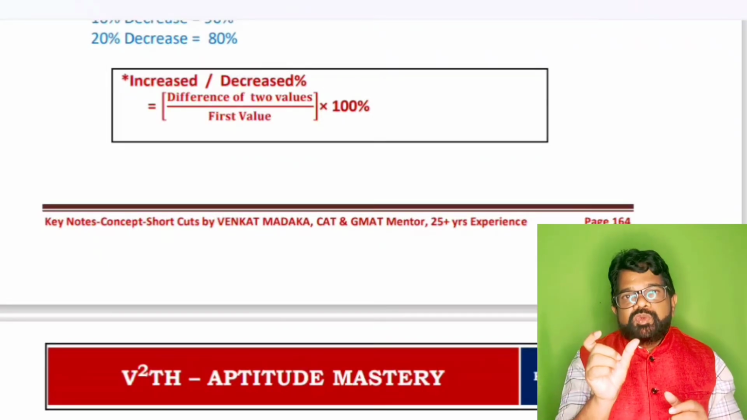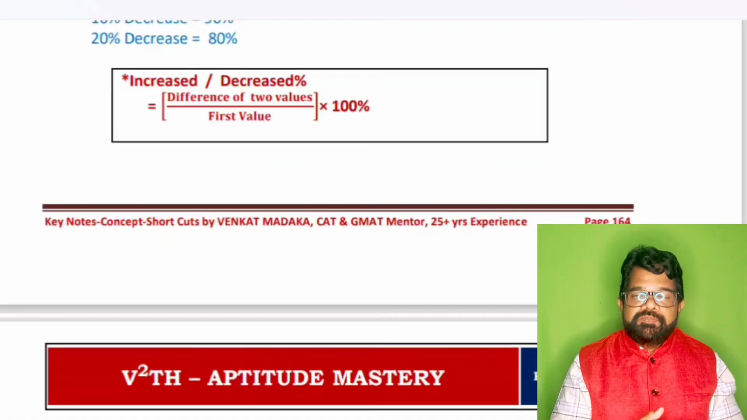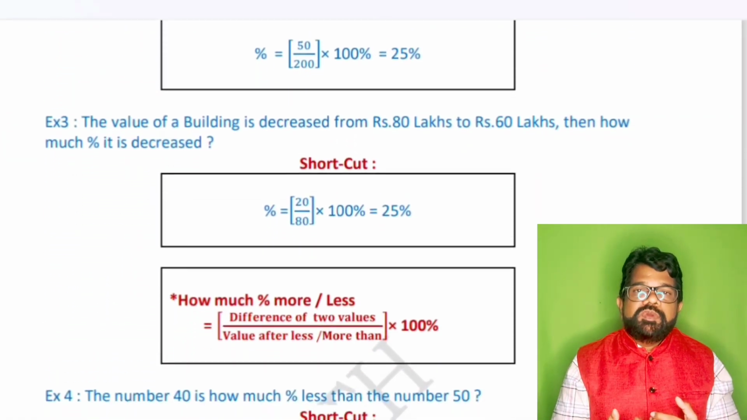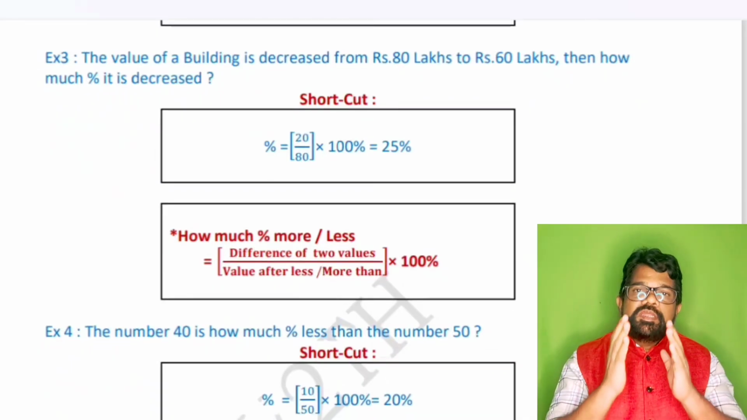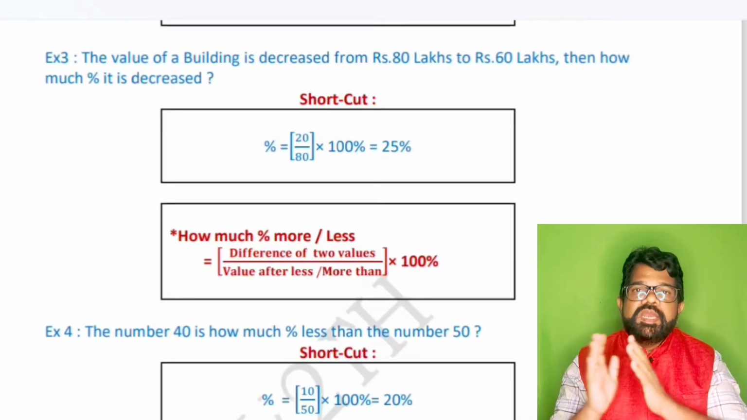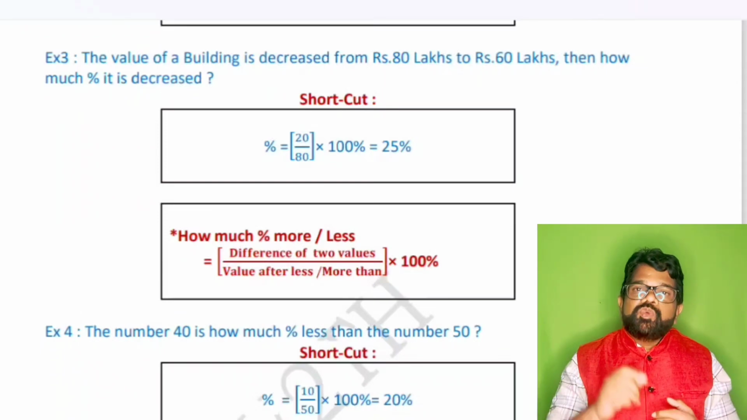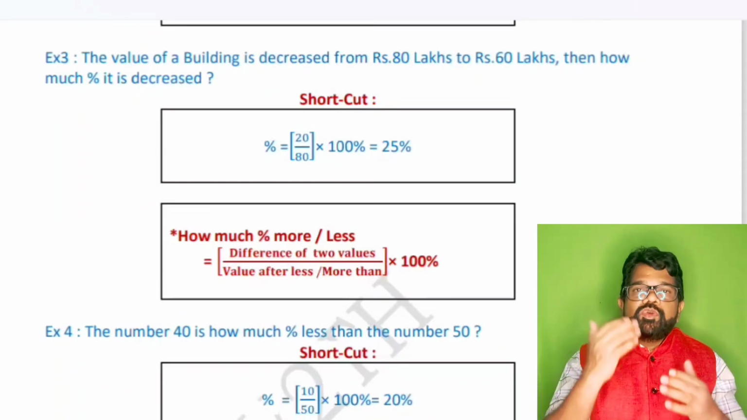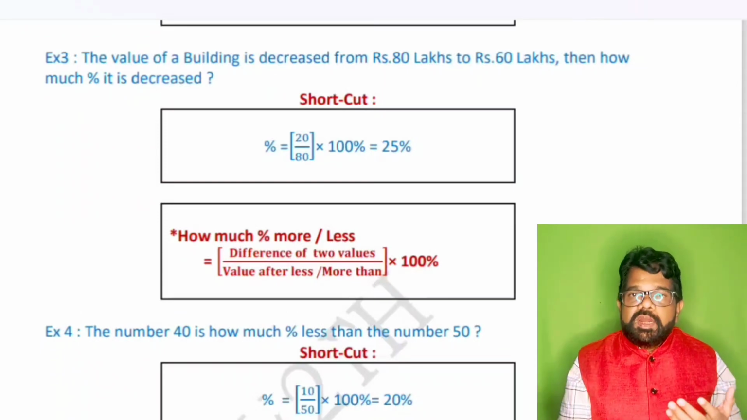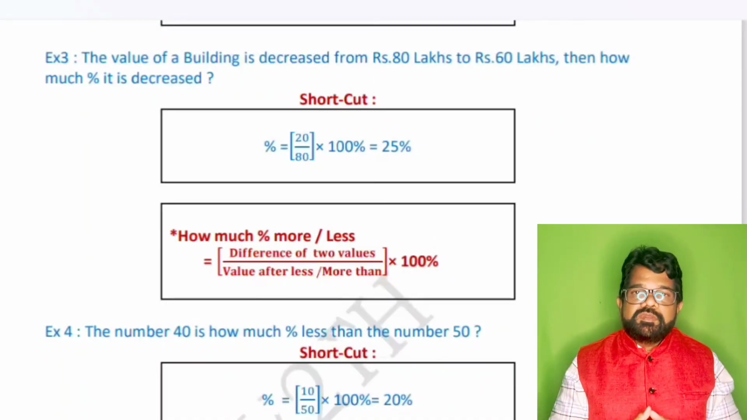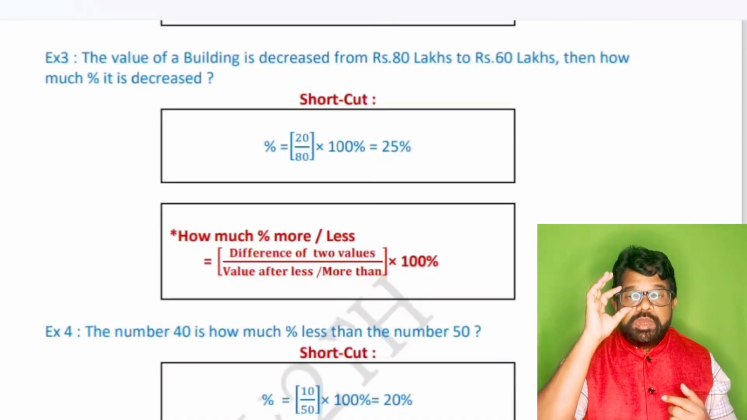What is the difference of these two values, 80 and 60? 20. In the numerator, you take 20 divided by the first value. What is the first value? Here it is decreased from 80 lakhs to 60 lakhs, so the first value is 80. So 20 by 80 into 100 and the percent symbol. 20 by 80, 20 gets cancelled, 4 fives are 20, 25. So how much percent decreases?